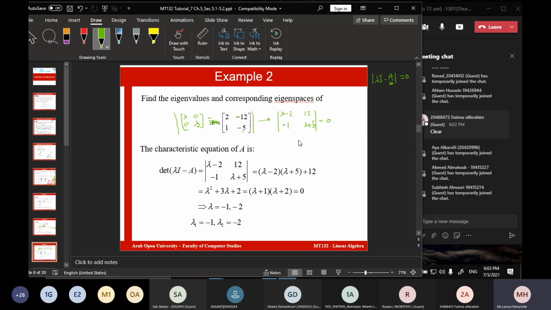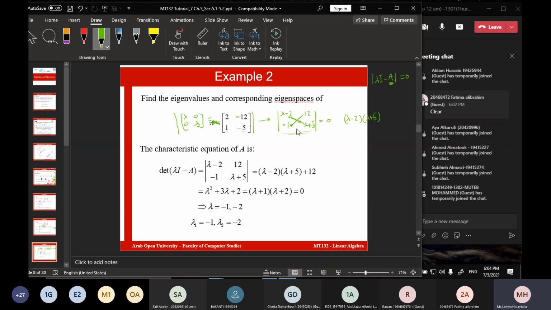Now we know how to find the determinant, just this times that minus this times that, correct? It is not a triangular, upper or lower, nor a diagonal matrix. It is just a general matrix, so I have to calculate it. What we will have is lambda minus 2 multiplied by lambda plus 5, this times that, then minus this times this. So minus 12 times minus 1, that is plus 12, is equal to 0. And now, how do we solve this one?